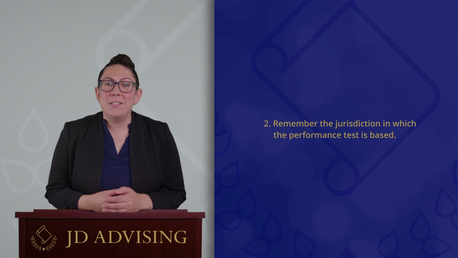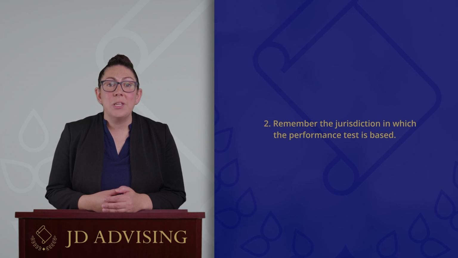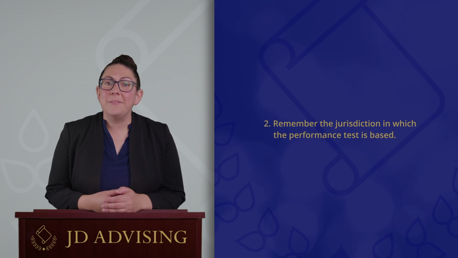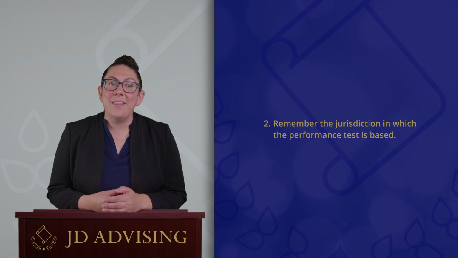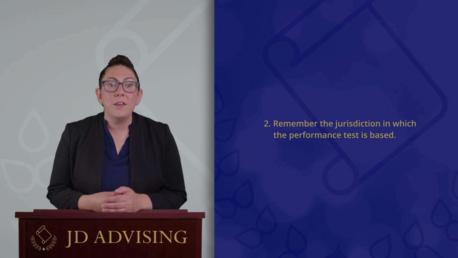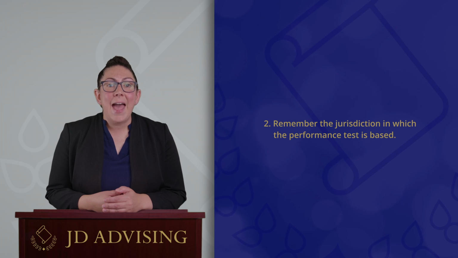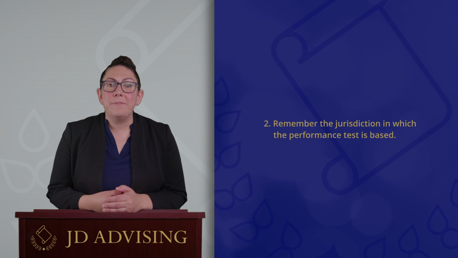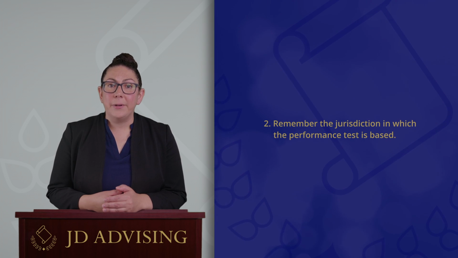The second tip is to remember the jurisdiction in which the performance test is based. On each past administration of the performance test, the instructions have stated, "This task is set in the fictional state of Columbia, one of the United States." That means that you should not automatically apply California law to the issues. Instead, you should follow the law given to you in the library.